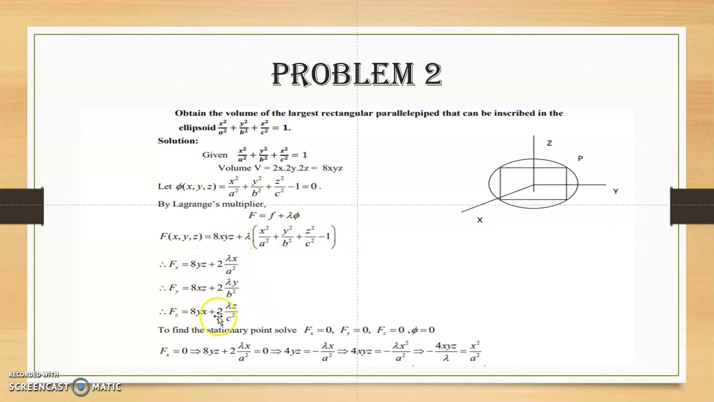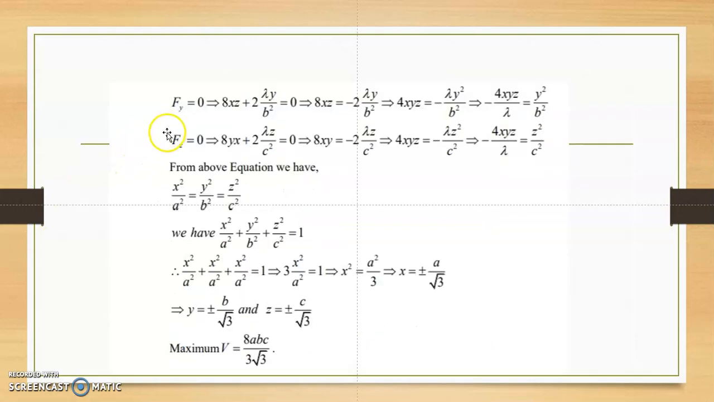Next we are going to find the stationary points. So solve fx equal to 0, fy equal to 0 and fz equal to 0. If we put fx equal to 0, we get minus 4xyz by lambda equal to x square by a square. Next put fy equal to 0, we get minus 4xyz by lambda equal to y square by b square. Then put fz equal to 0, we get minus 4xyz by lambda equal to z square by c square.